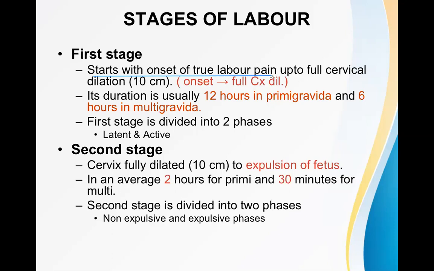Now, what I'm talking about here, the first stage of labor, starts with the onset of true labor pain up to 10 centimeter dilation of the cervix. So you can easily say from the onset of labor till full cervical dilation. Never forget this. Now how long does it last? Its duration is usually 12 hours in primigravida and 6 hours in multigravida. Primigravida are pregnant for the first time, so the first stage of labor is also quite prolonged in them, almost 12 hours, and just 6 hours in multigravida.